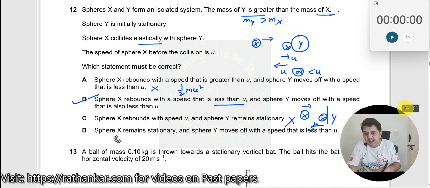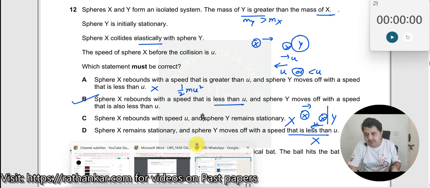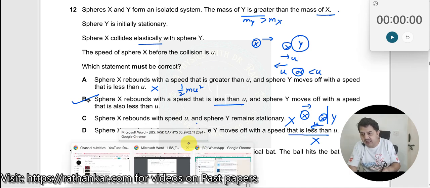Then sphere X remains stationary. Sphere X remains stationary, and sphere Y moves off with a speed that is less than u. This is also impossible. So as a result of this, the correct answer should be B over here.